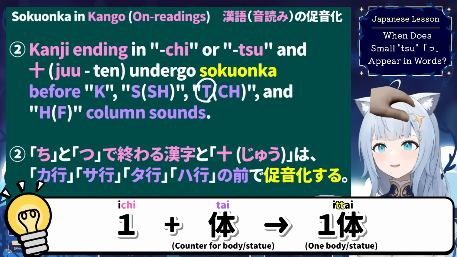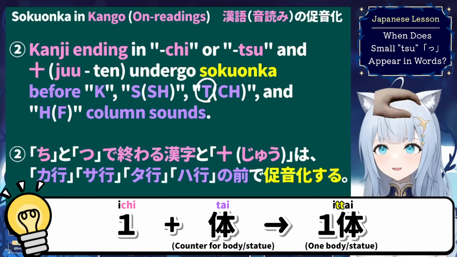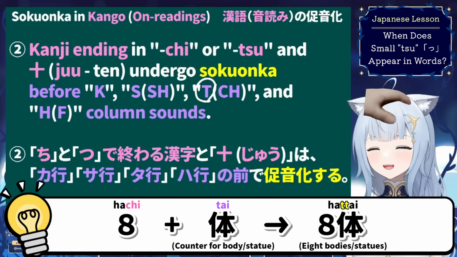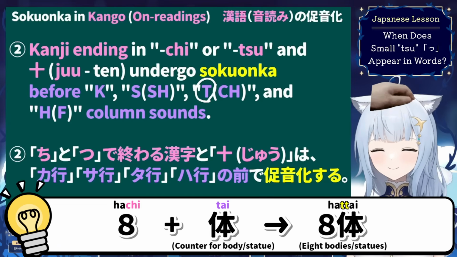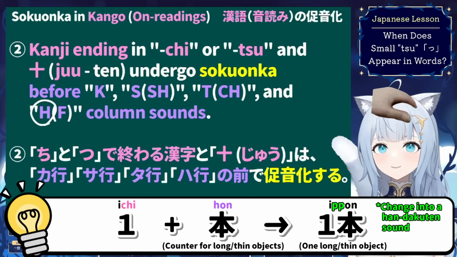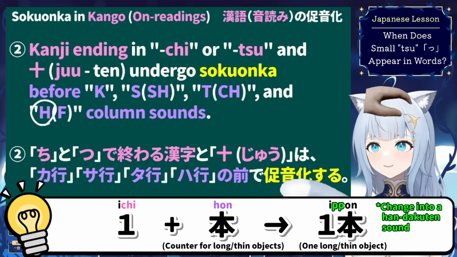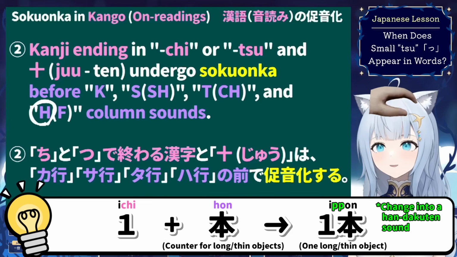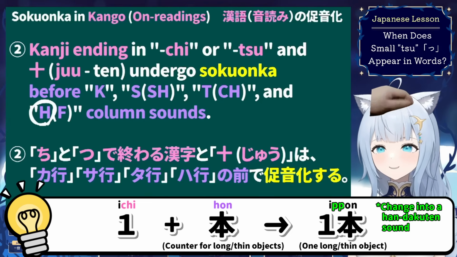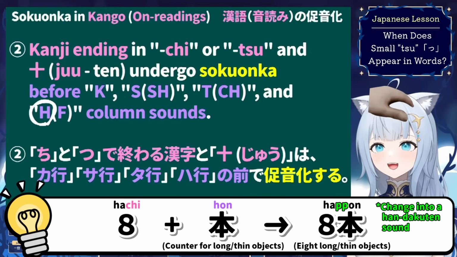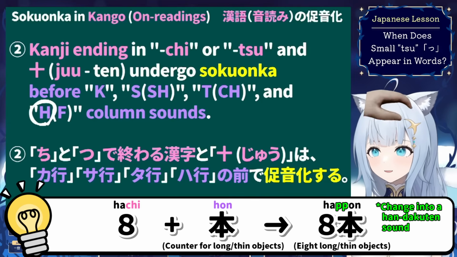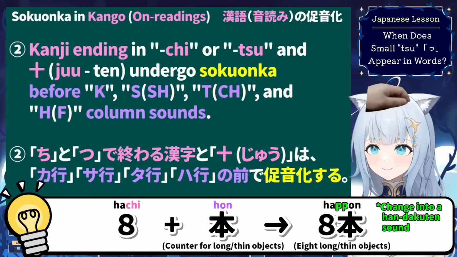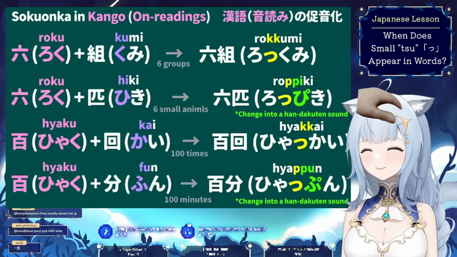One body, 1体. Yes, one body, one statue. And 8 bodies, 8 statues, 8体. T column. Next is H. Hon is a counter word for long thing objects, so 1本. H column, so handakuten. Yes, 1本. So one thing and long object. Next is 8本. So 1 and 8 apply to rule number 2. Guys, do you have any questions?